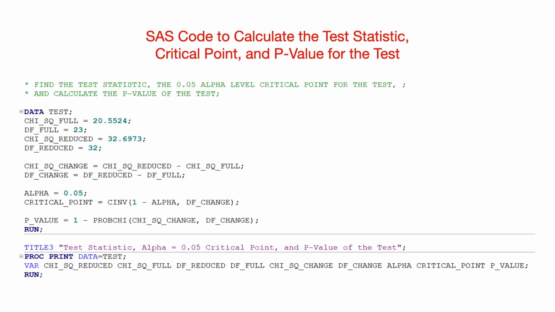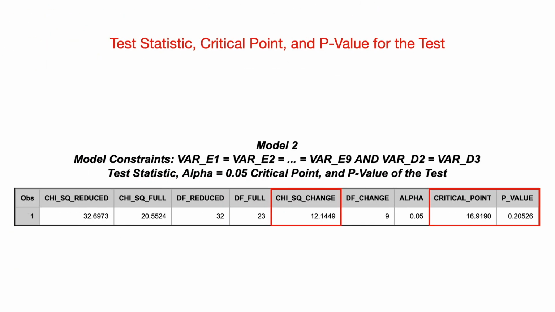Here is the SAS code to calculate the p-value for the test. And here's the corresponding output. And so we see here that the change in the chi-square values, again the test statistic, is 12.1449. The critical point for this test is 16.9190, and the p-value for the test is 0.20526.